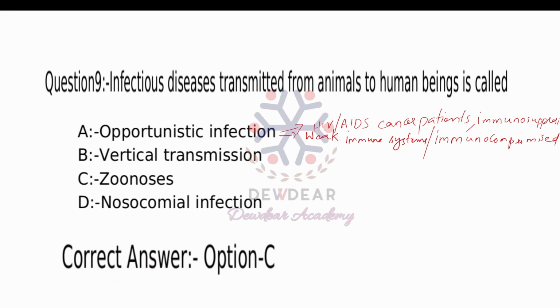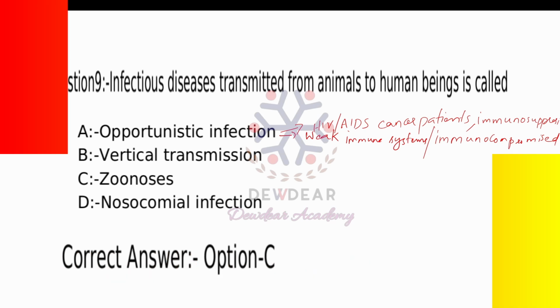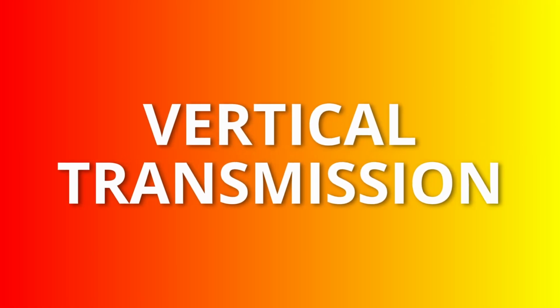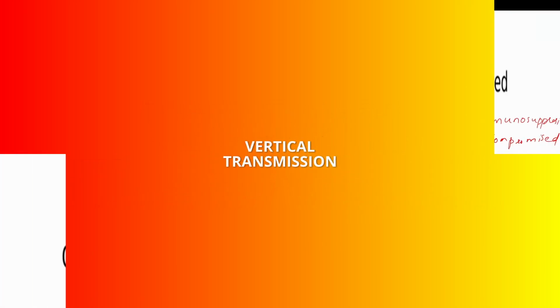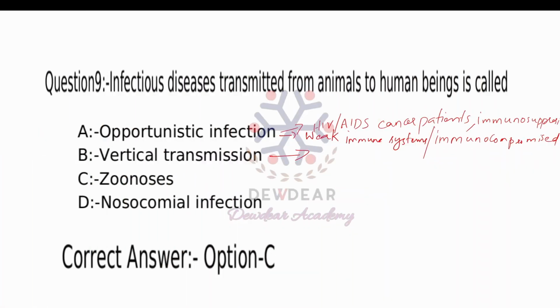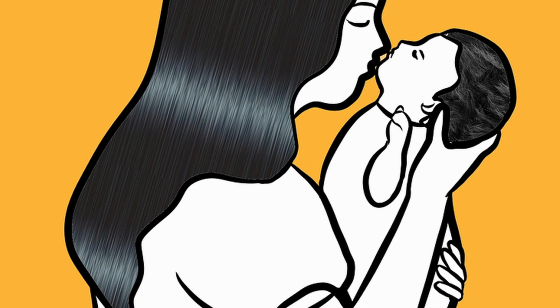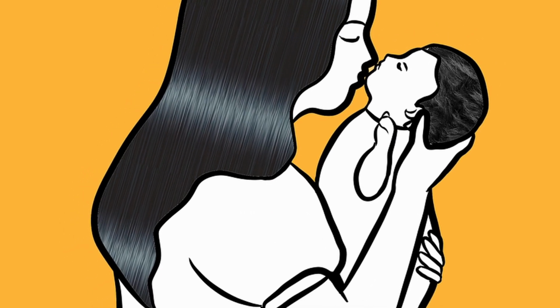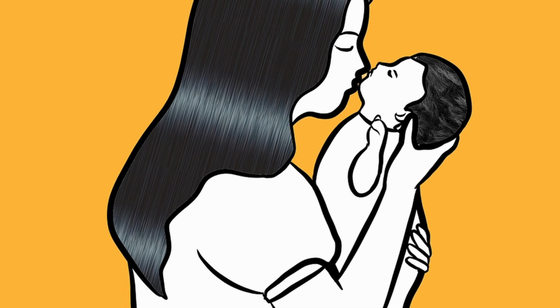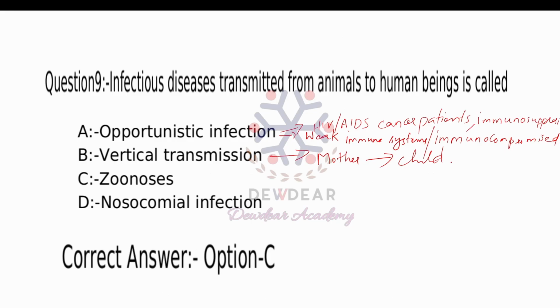And next we are discussing the second option, that is vertical transmission. What do you mean by vertical transmission? It refers to the transfer of an infection from mother to child. So when does the transmission occur from mother to child? It can occur in three cases. First, during the pregnancy period, or during childbirth, or during the breastfeeding time.